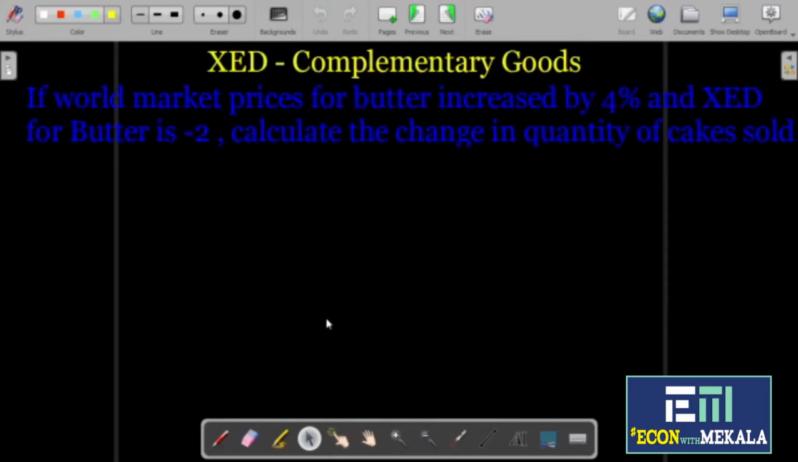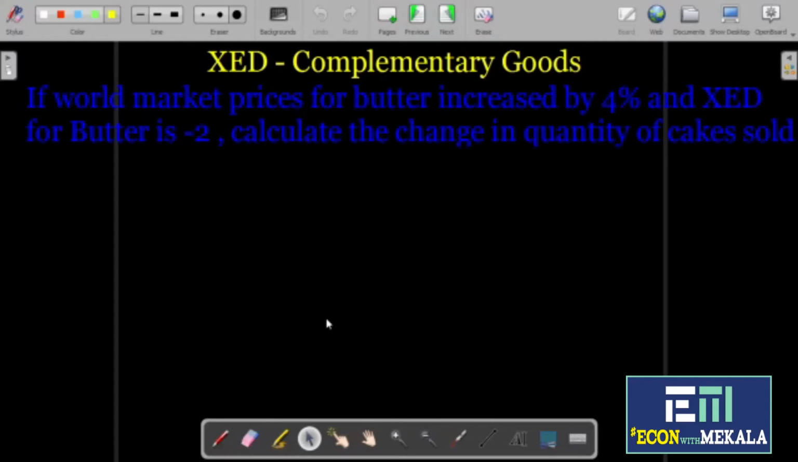First, I am going to discuss complementary goods, just for you to revise what complementary goods are. Complementary goods are goods we usually buy together because we consume them together. So if you take this example I have taken, world market prices for butter increased by 4%, and XED for butter is -2. Calculate the change in quantity of cake sold.